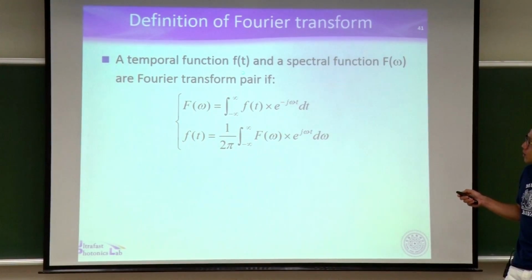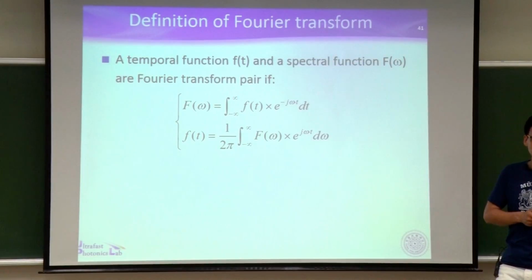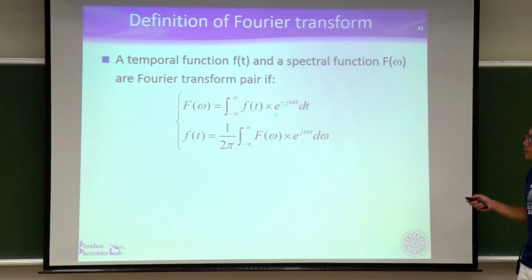A temporal function, small f of t, and a spectral function, big F of omega, are a Fourier transform pair if they follow these two formulas. Big F of omega is equal to small f of t times the kernel function, e to the minus j omega t, then integrated over the entire time axis from minus infinity to plus infinity. So this is the Fourier transform formula.